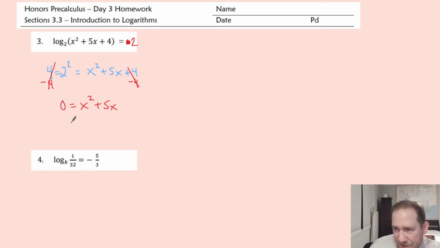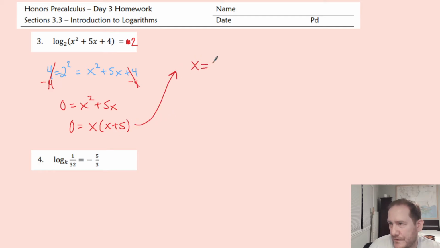You're gonna just factor out x. So you get x times x plus 5. And you can see you've got your two solutions up here. You've got x equals 0 as a solution, and you also have x equals negative 5. Now don't throw the negative 5 out right away because it's negative. That is not what I have ever said about logs. I said you can't evaluate a negative.